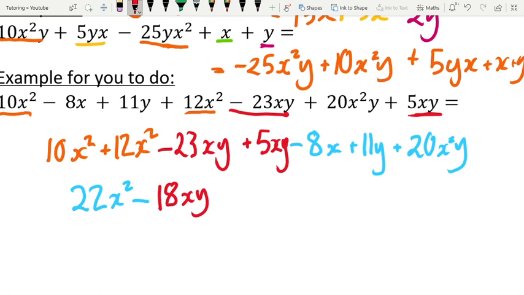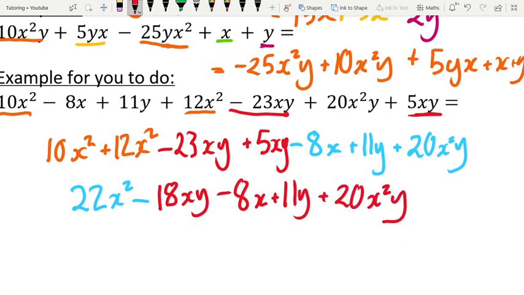And on the end, we've just got our minus 8x plus 11y plus 20x squared y. I said I wasn't going to finish it, but I did. That is your final simplified answer there. If you didn't get it, that is fine. Maybe watch through the video one more time, and then have a go at the worksheet. Hope you enjoyed.